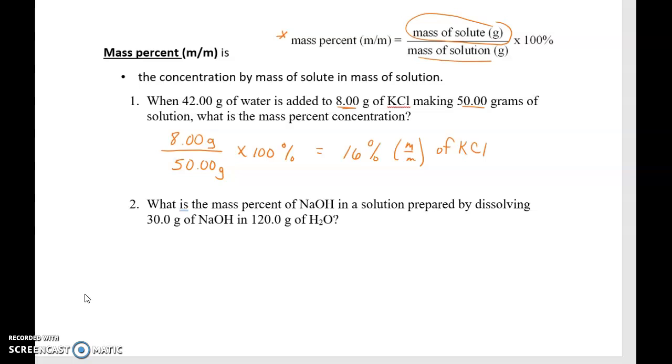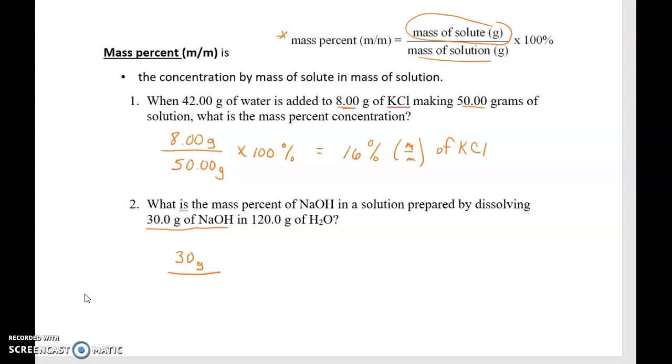So let's look at the second problem. What is the mass percent of sodium hydroxide in a solution prepared by dissolving 30 grams of sodium hydroxide in 120 grams of water? So the mass of the solute is the sodium hydroxide. Remember, the solute is the one that you have less of. So we've got 30 grams.